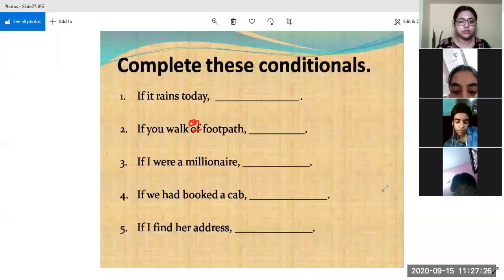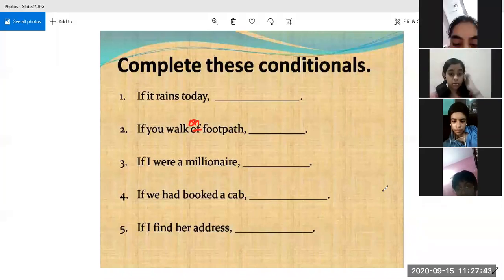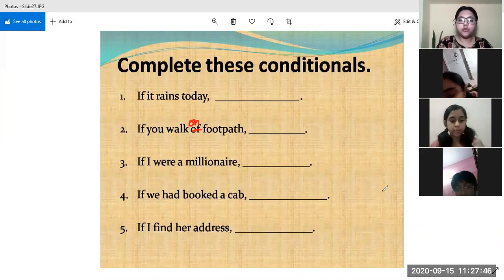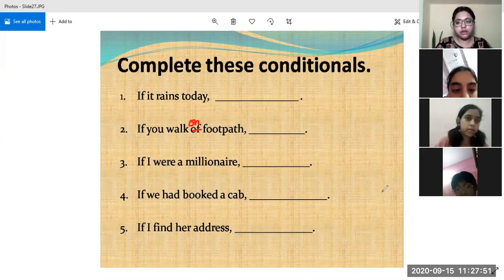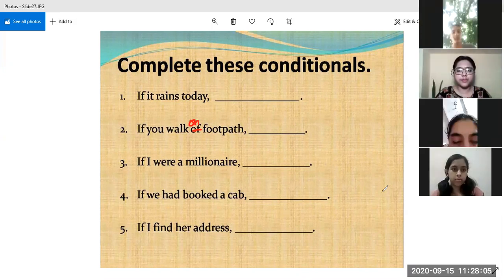Yes, Priyanshi. There's some network issue with Nandika today. Priyanshi, what have you written? If you walk on footpath, you will be safe. Very good. You will be safe. Correct. You remain safe also. If you write, if you walk on footpath, you remain safe, then it becomes a general truth. Walking on footpath makes you safe. So if you write both clauses in the simple present, it will be more appropriate.